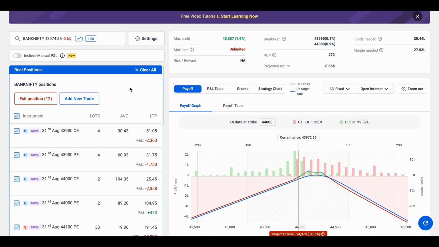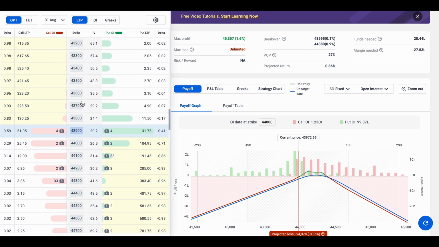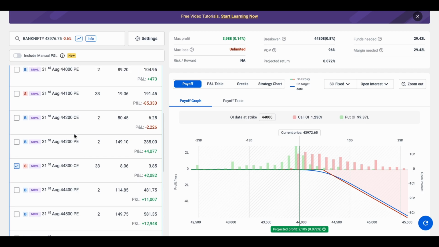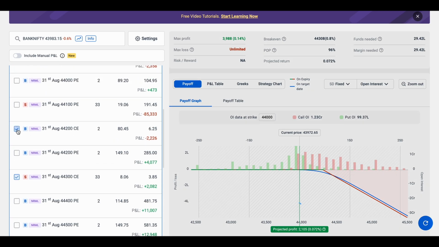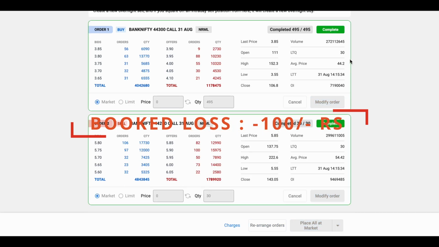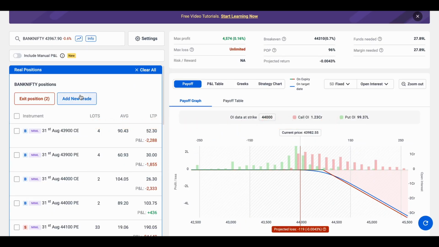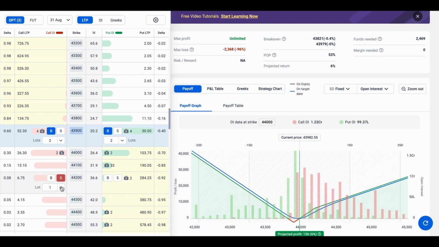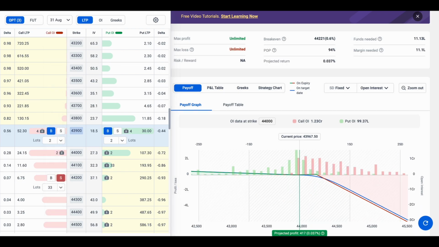This is around 2 o'clock, and let's do the adjustment and clear out this one. And the oldest one is my call buy at 6 rupees, this one. Let's exit the positions. Okay, I'm executing at market price only. Now let's add new positions. I'm going to buy at the money 2 lots again, and going to sell 33 lots. Let's execute the positions.